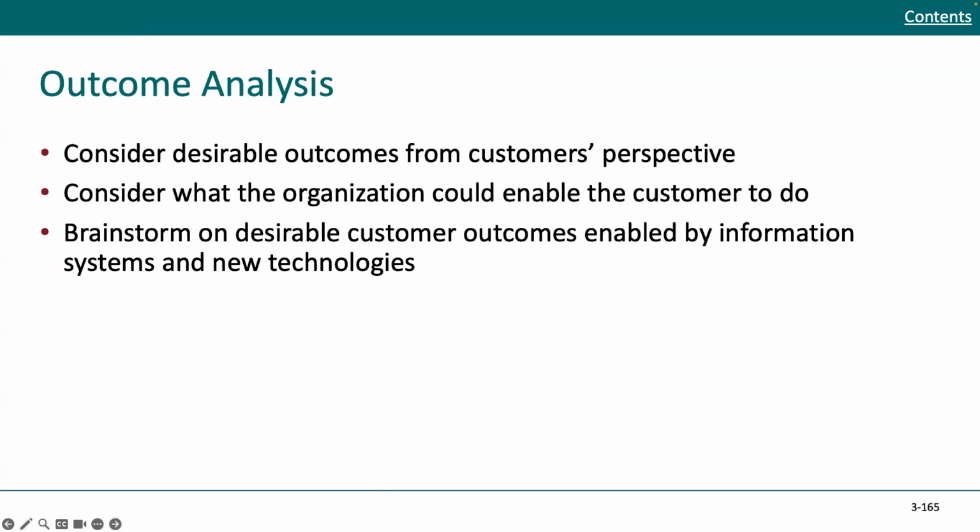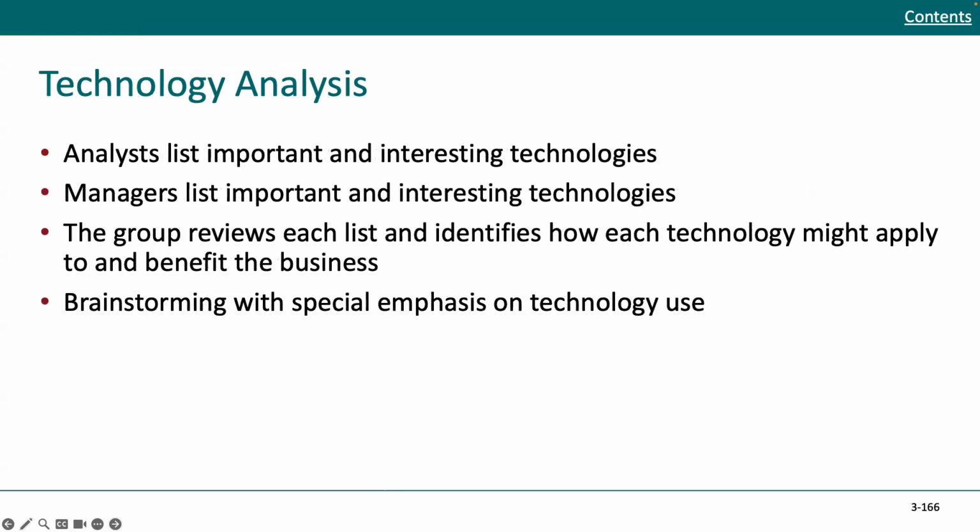What can you streamline? For outcome analysis, you want to consider the outcomes from the customer's perspective. Consider what the organization could enable the customers to do. You want to consider using brainstorming on desirable customer outcomes that are enabled by information systems and new technologies. And so you integrate new information in new ways, and how is that going to be helpful to your customer?